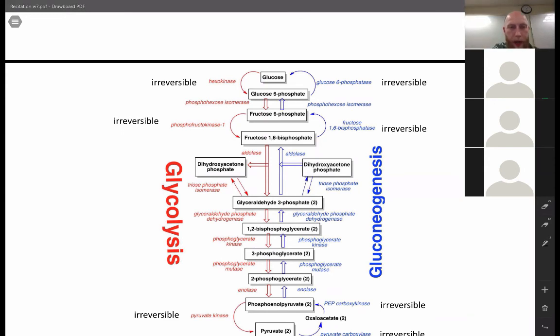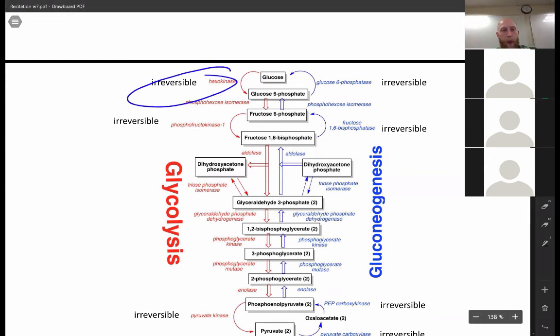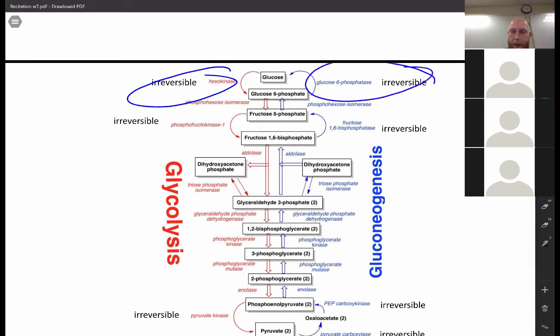For the example of hexokinase, right here, we're using ATP to phosphorylate the glucose molecule, and so you can't just reverse that and get the ATP back, because that's not how energy transfer works. There's not an enzyme that will transfer back the phosphate to an ATP, and so it's an irreversible step, because you have to use a whole other set of enzymes to even remove the phosphate in the first place. But again, that step in and of itself is also irreversible.